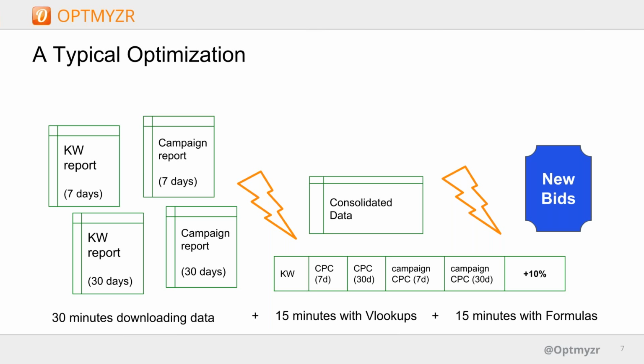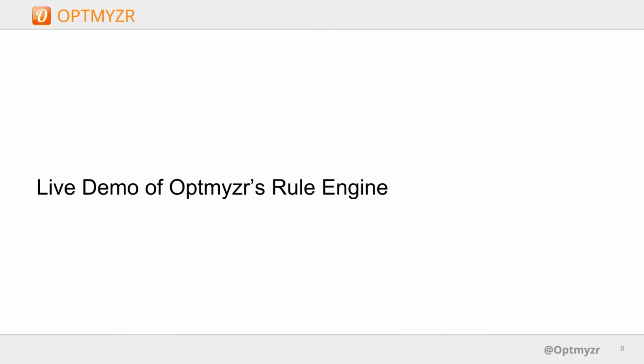That's what a lot of people do. They spend a lot of time in Excel doing VLOOKUPs, building formulas, populating the spreadsheet with the freshest data, et cetera, et cetera. So that's kind of all a bit of a waste of time. So that's why we came up with the rule engine.